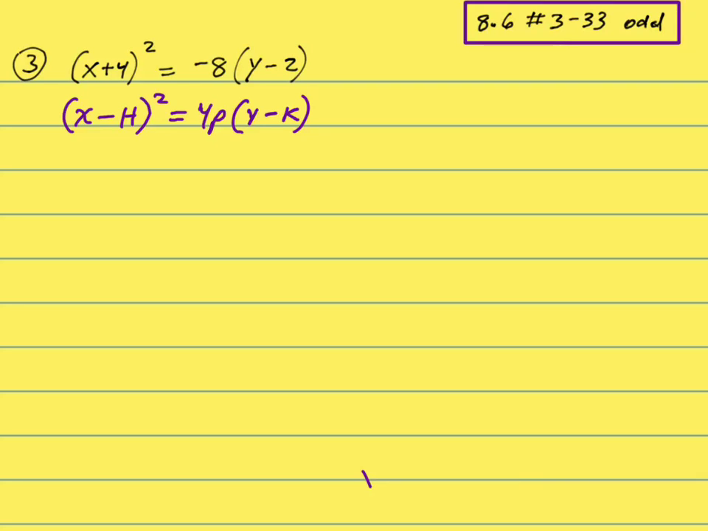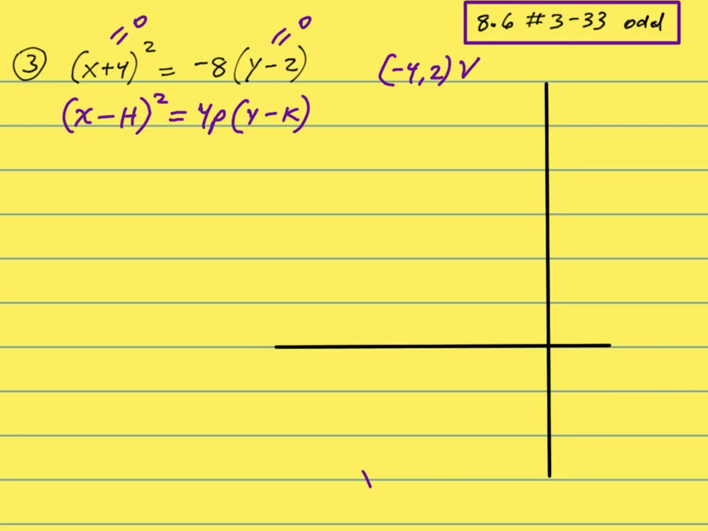What value makes the x part 0? -4, comma, what makes the y part 0? That is your vertex. So -4, 2 is in quadrant 2. So I will go to -4, +2. Is that about here? -4, +2.